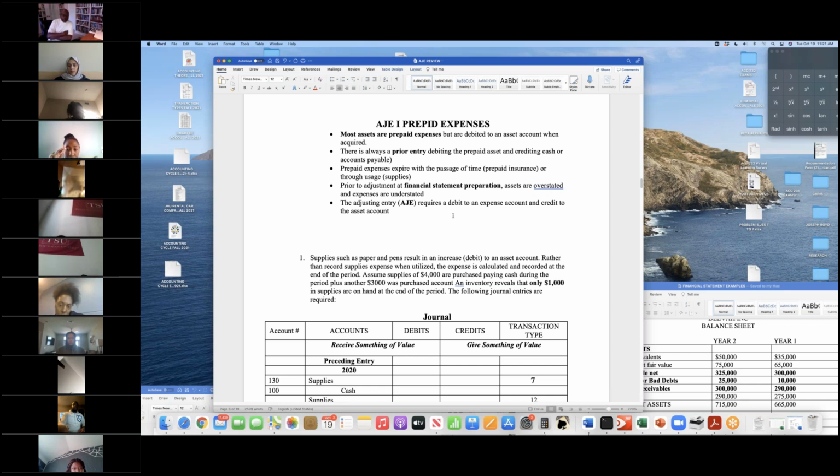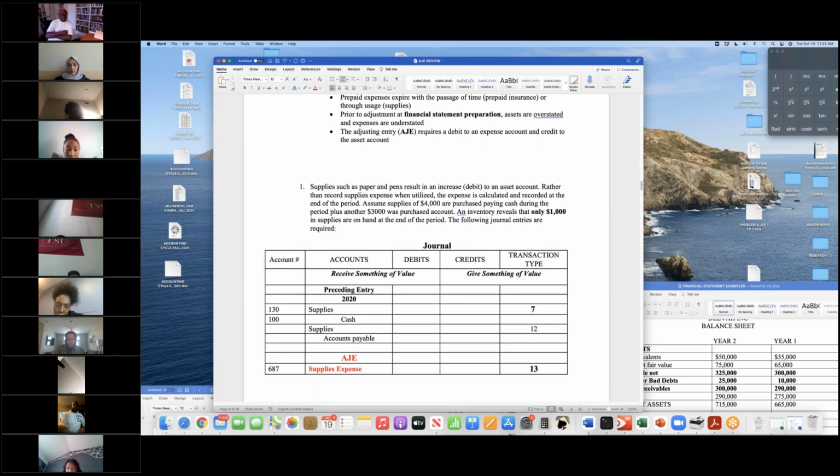So here we have some supplies. It says, assume supplies of $4,000 are purchased paying cash, and another $3,000 was purchased on account. Inventory reveals that only $1,000 in supplies are on hand at the end of the period. Make the entries to buy the supplies and record the adjusting entry. So based on these facts, make the entry to buy the supplies, and then make the entry for the AJE. I'll give you a few minutes on that.